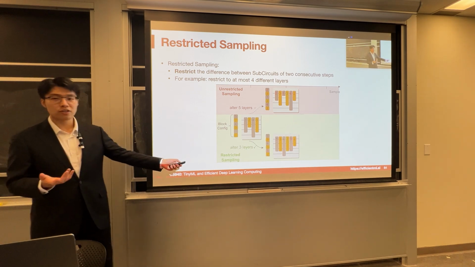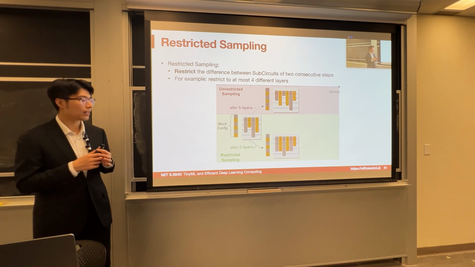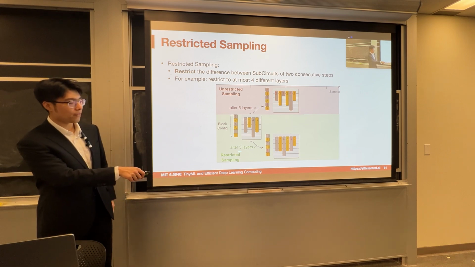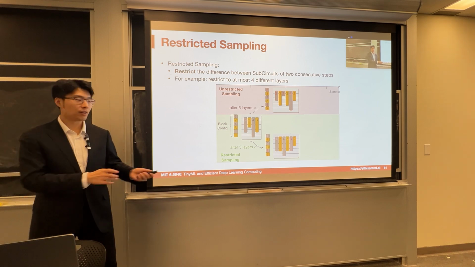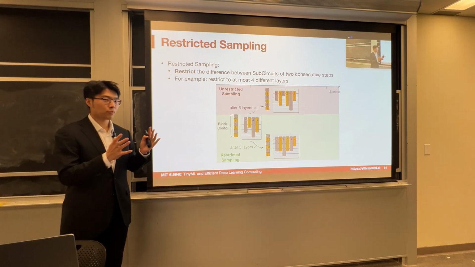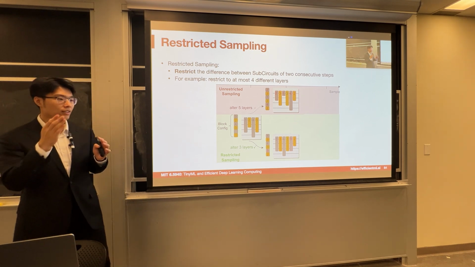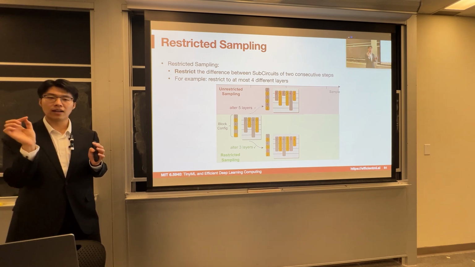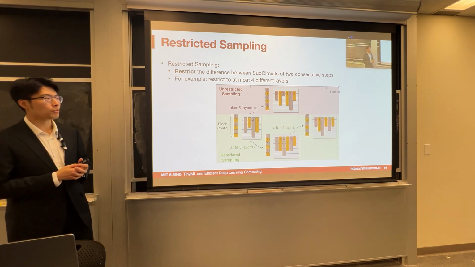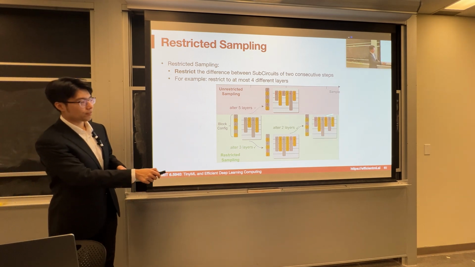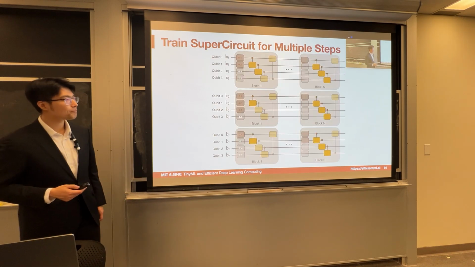But maybe we can have a threshold. Maybe 3 layers is the largest number of alternating layers between 2 steps, right? And then if we do sampling with another step, and we find that there are only 3 layers different from the previous one, then we can accept this. So the intuition is that during 2 consecutive steps, we just want to minimize the difference, right? In that case, the training will always have a pretty nearby trajectory on the whole landscape. So that is called the restricted sampling of the super circuit training process. And next step, if we find that there are only 2 layers different, then we can just accept this step.